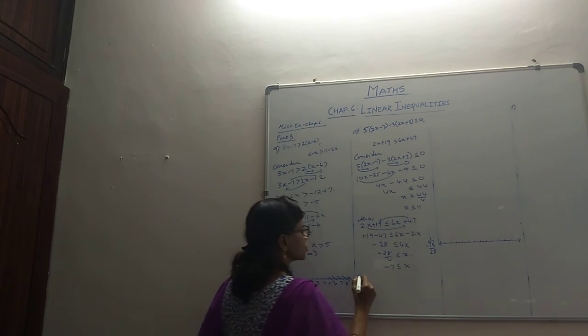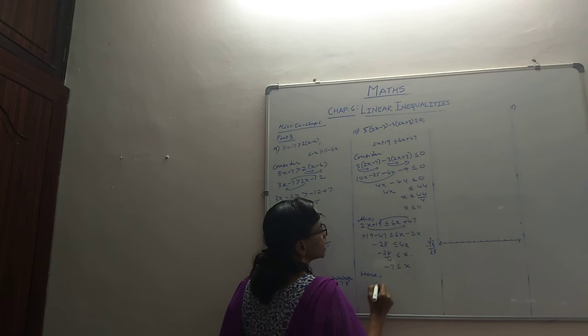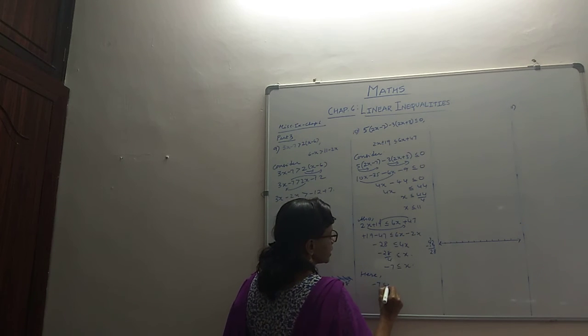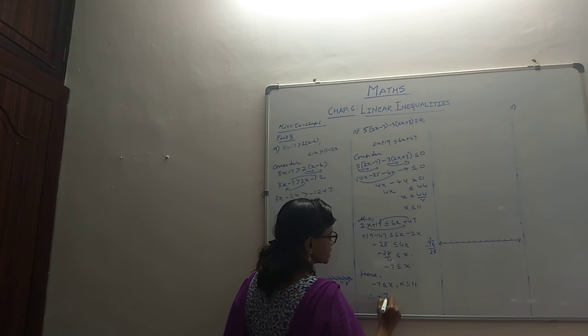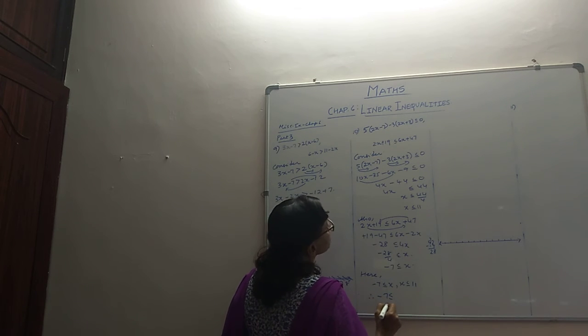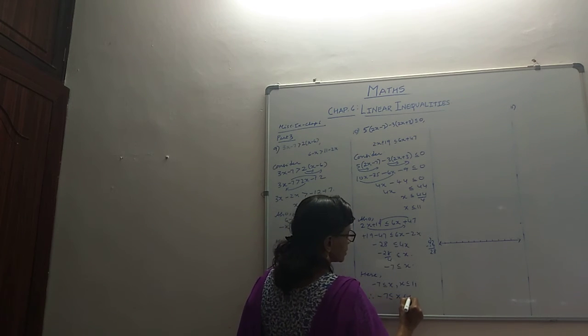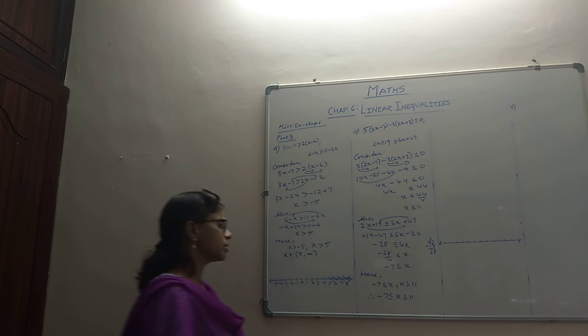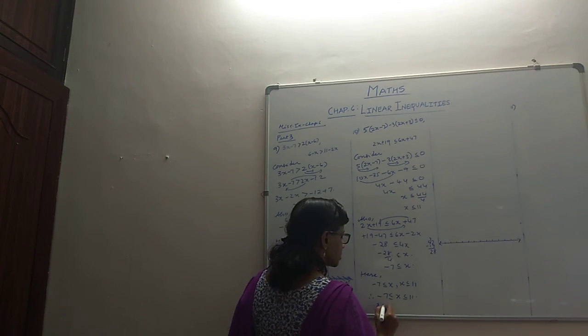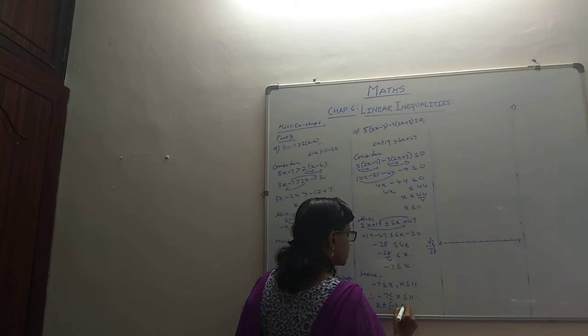So we club these two results together here. We have minus 7 less than or equal to x and x less than or equal to 11. Like that you have minus 7 less than or equal to x less than or equal to 11. So your x is lying between minus 7 and 11. That's it. So x is any value which is lying between minus 7 and 11.